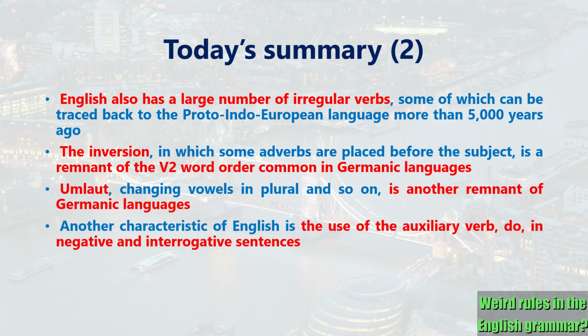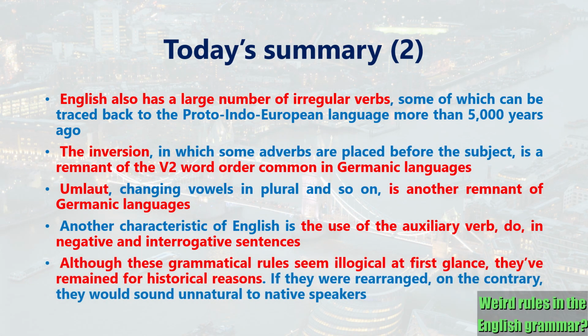7. Another characteristic of English is the use of the auxiliary verb, do, in negative and interrogative sentences. 8. Although these grammatical rules seem illogical at first glance, they've remained for historical reasons. If they were rearranged, on the contrary, they would sound unnatural to native speakers.